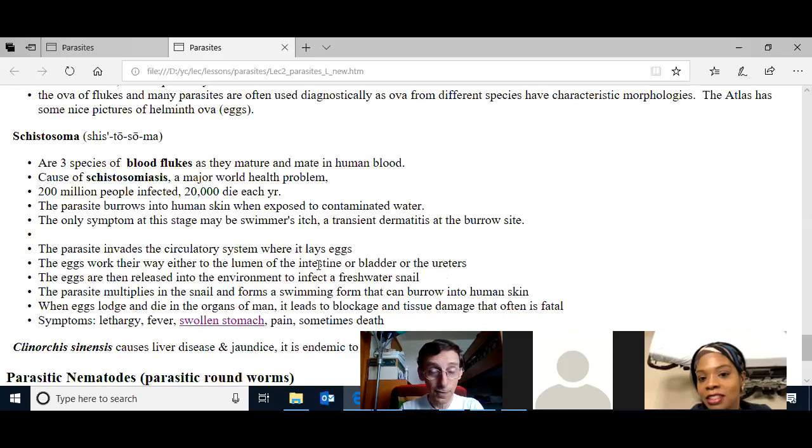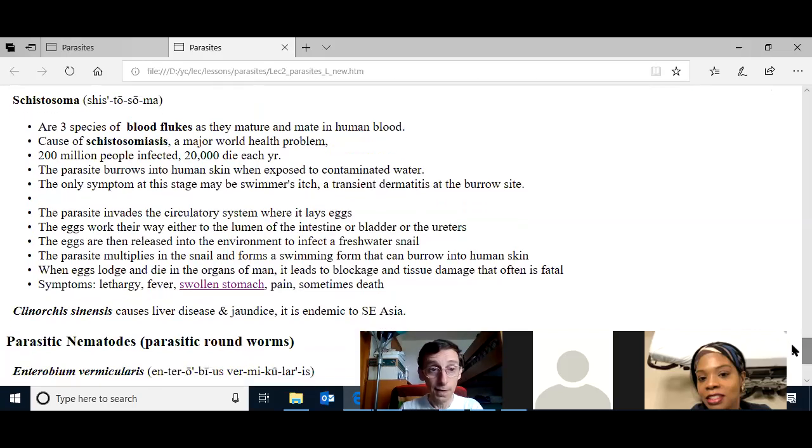Obviously, if they go to the intestine, they're shed into the environment in the human feces, and if they go to the bladder and the ureters, the eggs are shed into the environment when the patient urinates. Okay? And then when the eggs are shed into the environment, if the eggs get into water, and it doesn't have to be a lot of water, the egg changes into a single-celled parasite, and then they swim and infect a freshwater snail. And then the parasite lives in the snail. It's a juvenile form of the parasite.